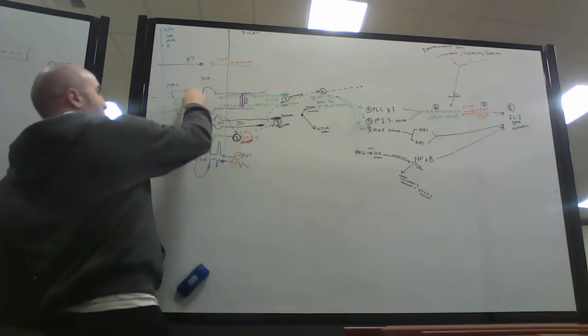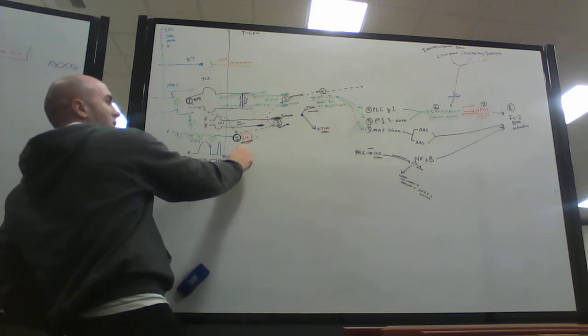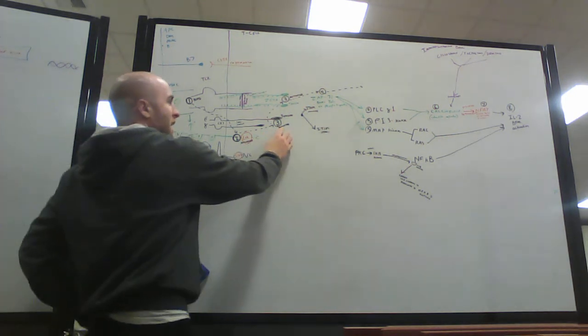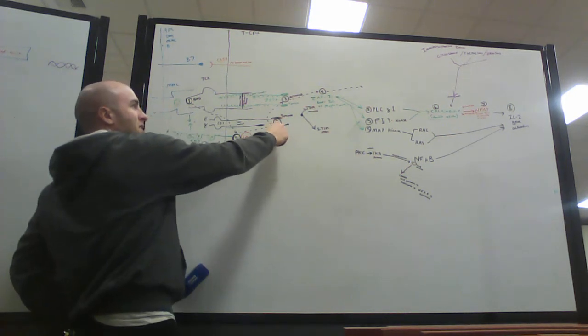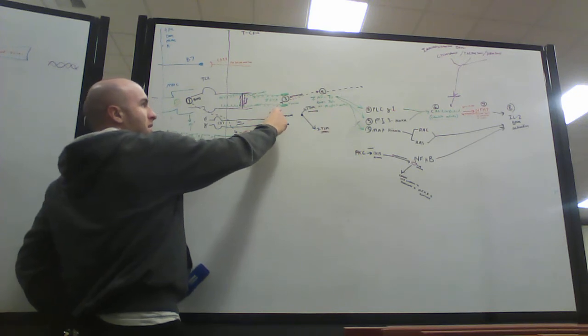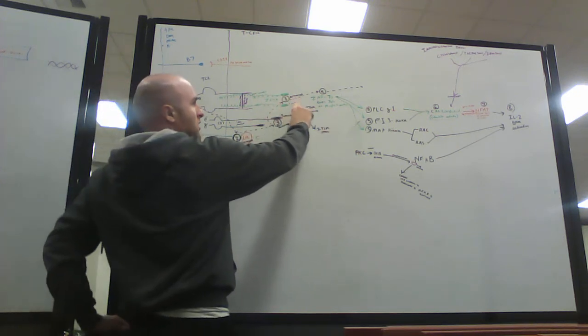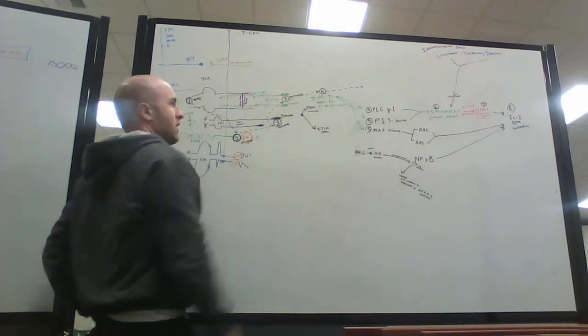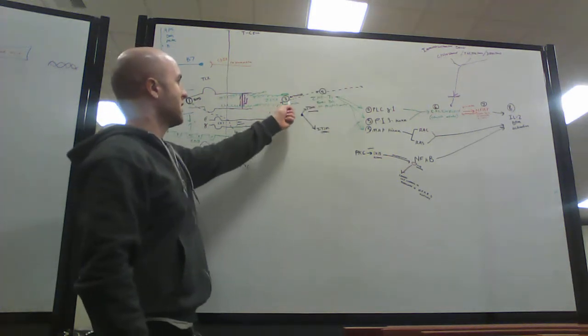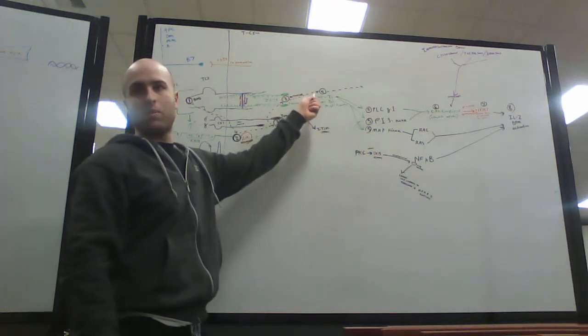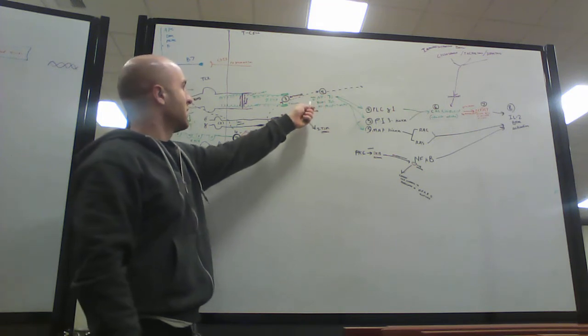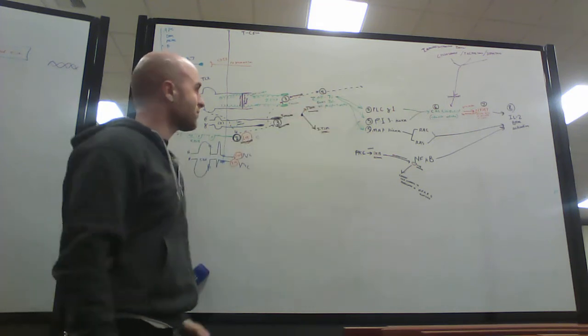So anyway, going back: binds, activates LCK, LCK then activates tyrosine. Tyrosine now is going to undergo phosphorylation, and on the zeta you have the ZAP. What does ZAP stand for again? I don't remember. ZAP 70.